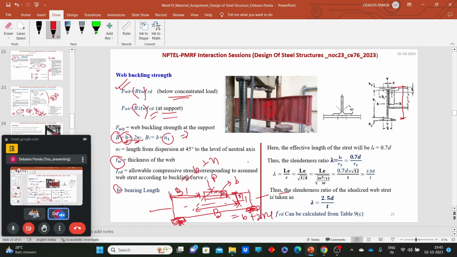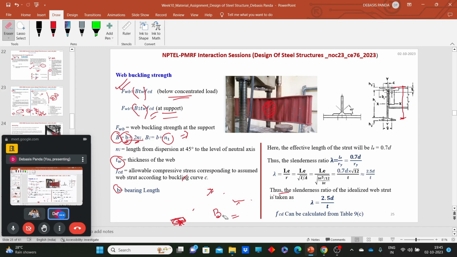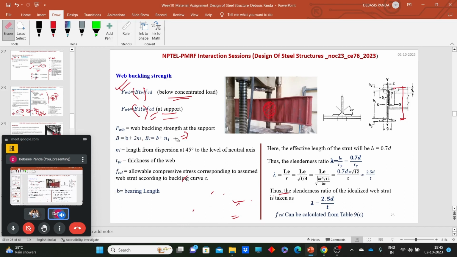Now, how can we calculate the FCD value? To find the FCD value, we need to know two things. First, the effective slenderness ratio lambda, and second, the yield strength of the member and which buckling class this member comes under. Generally, for the web portion, we consider buckling class C. That means for calculating the FCD value, we need to consider Table 9C of IS 800.